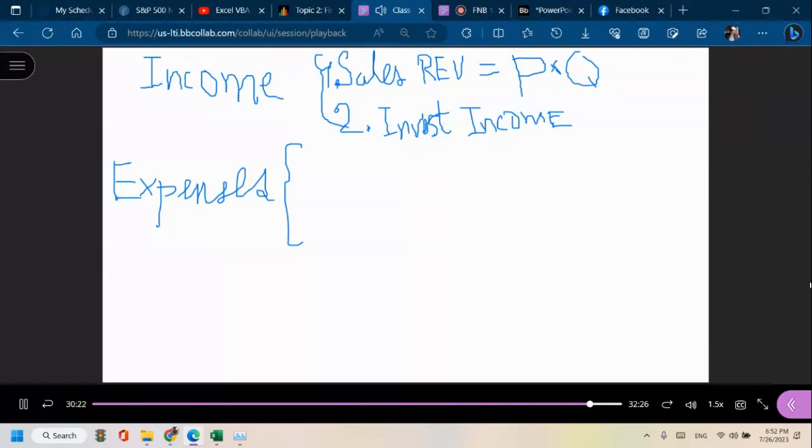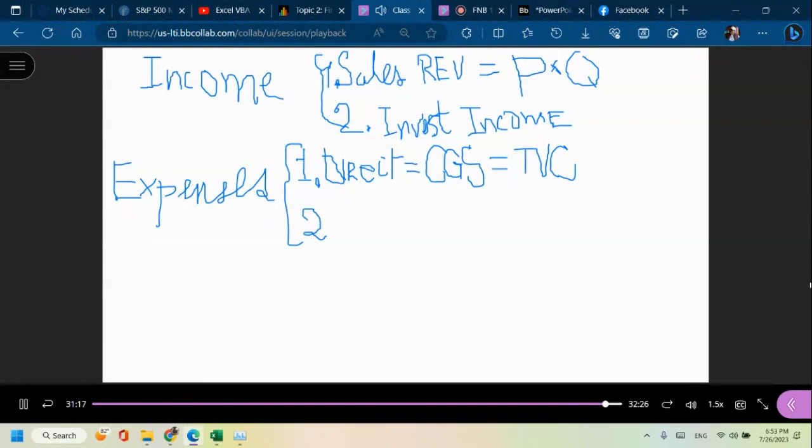Now, in expenses there are two broad categories. One is direct cost, which is also called CGS. CGS is accounting terminology that stands for cost of goods sold, which is also called total variable cost. Total variable cost is microeconomics terminology. I'm going to come back to that later.